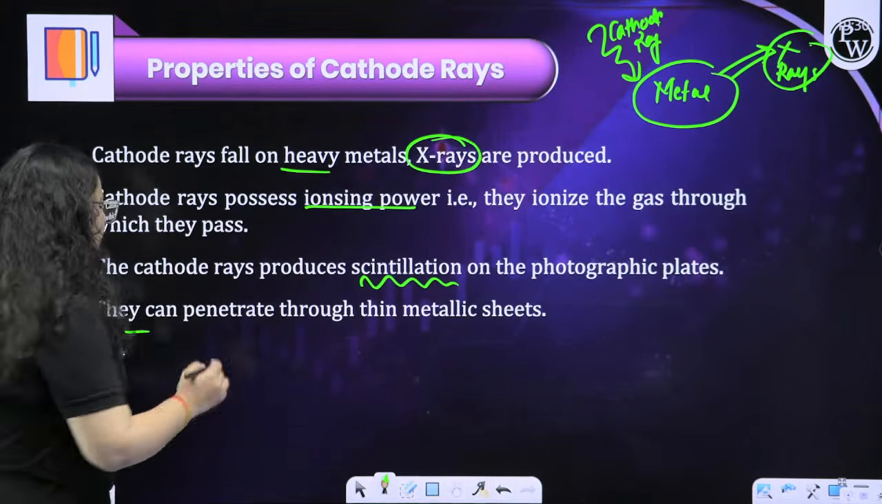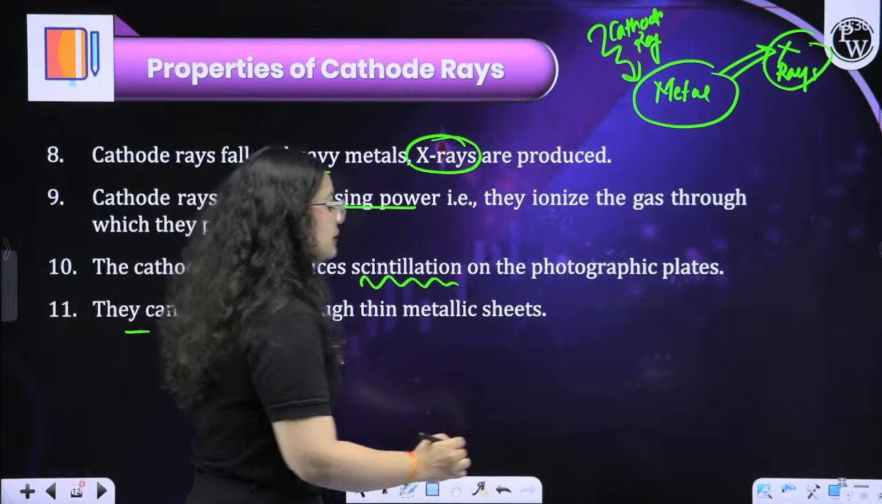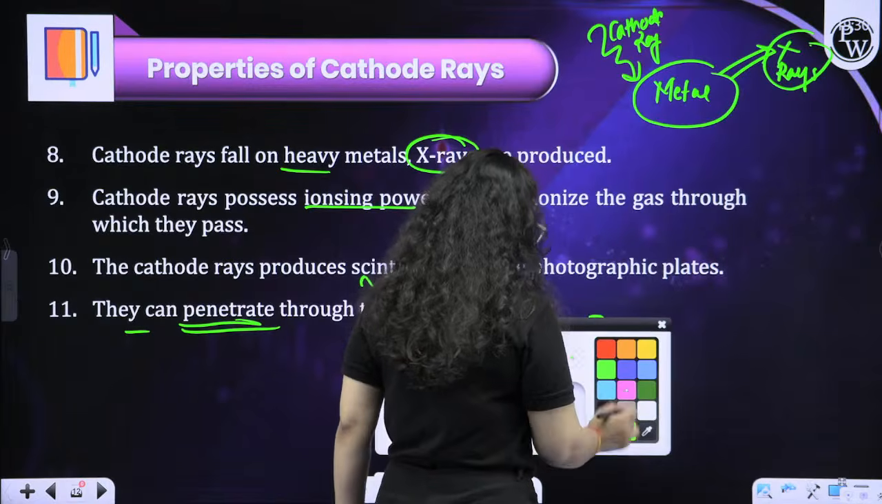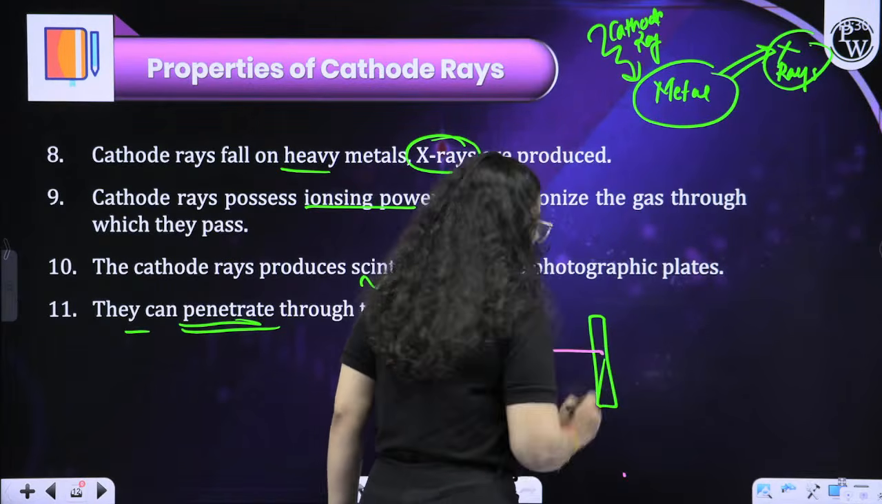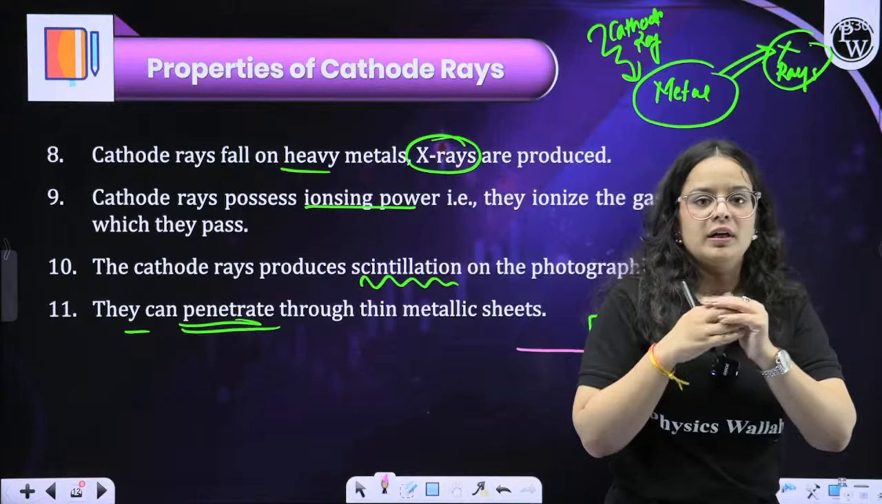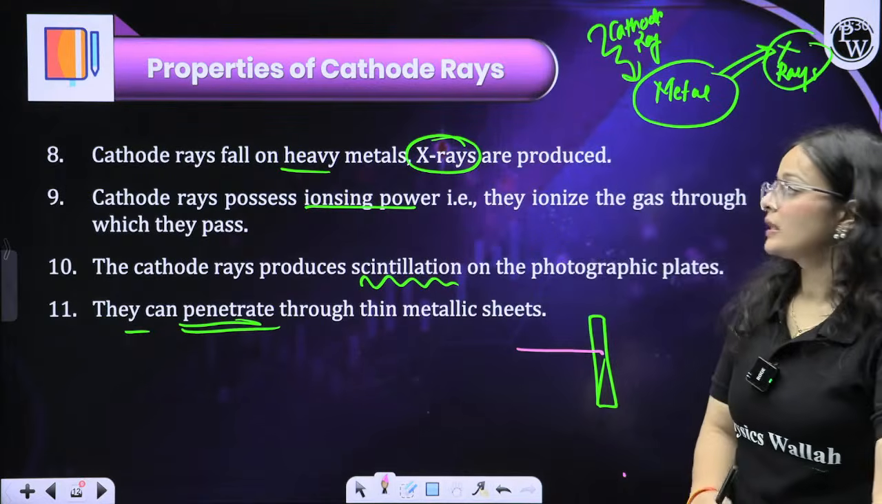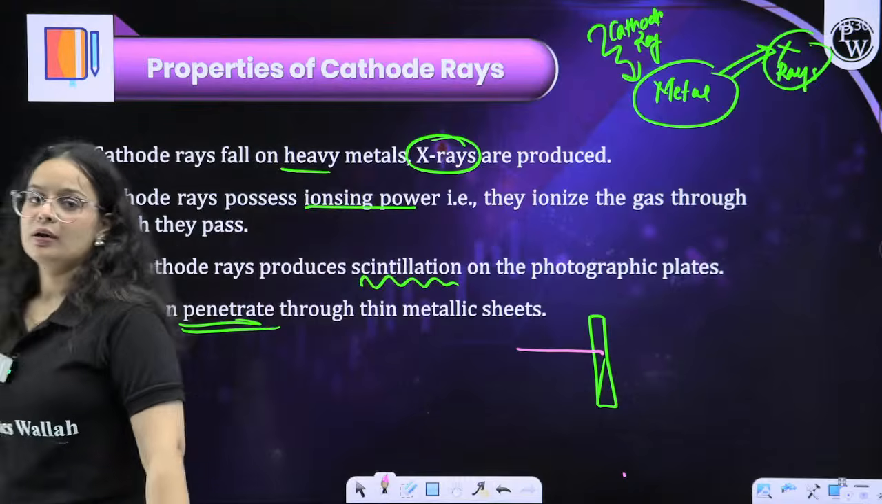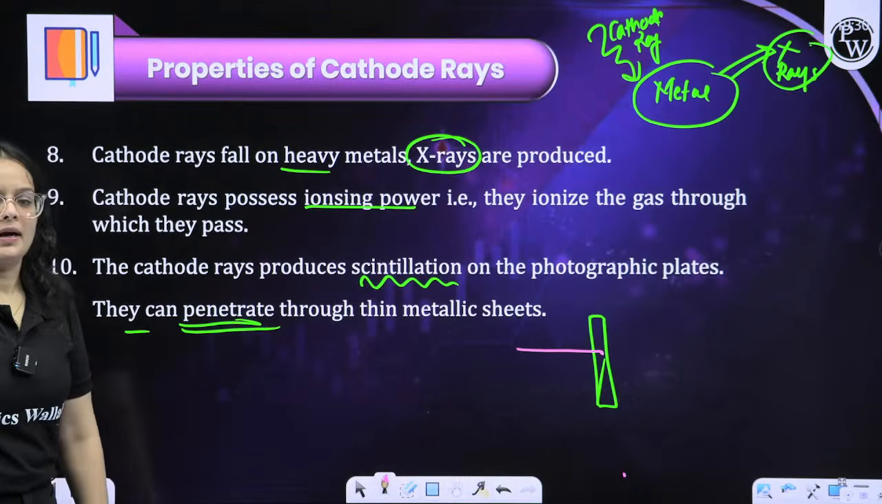Moving on to the next point, they can show penetration. That means if we have any metal sheet, they can easily penetrate. Penetrate means they can move inside that metal sheet. So these are all the properties of cathode rays. You can list them all in your notebook. Very important points regarding cathode rays.